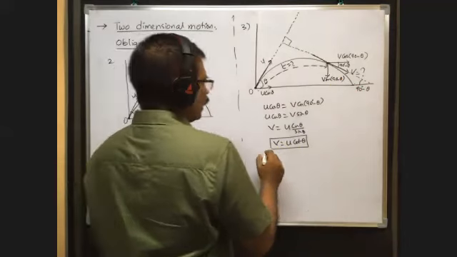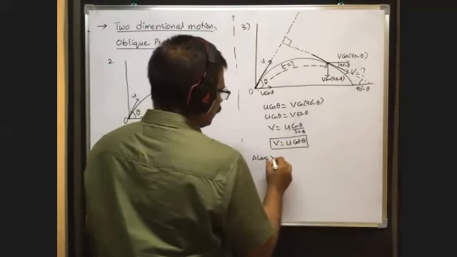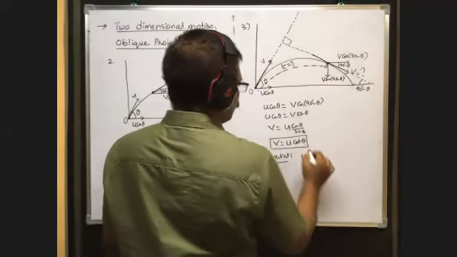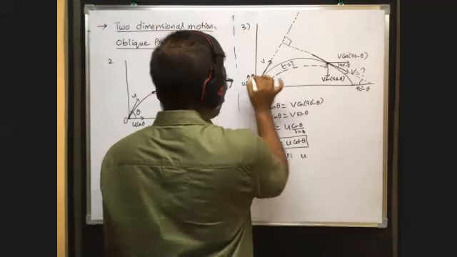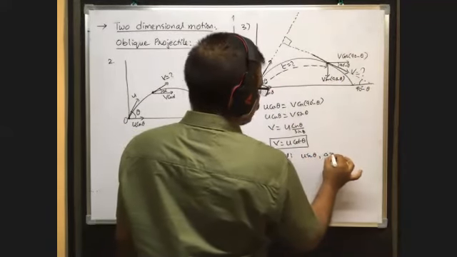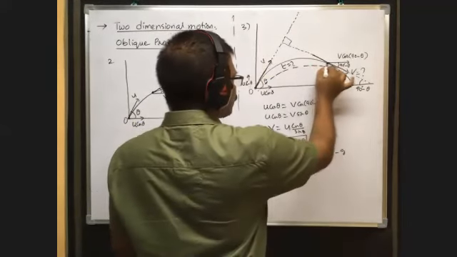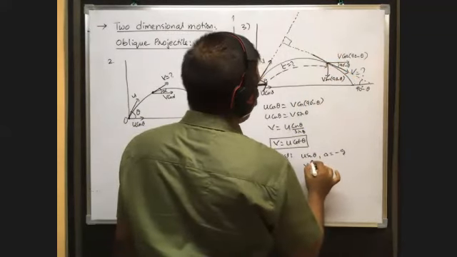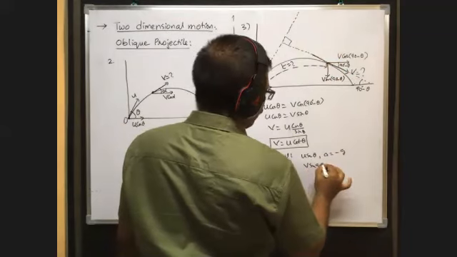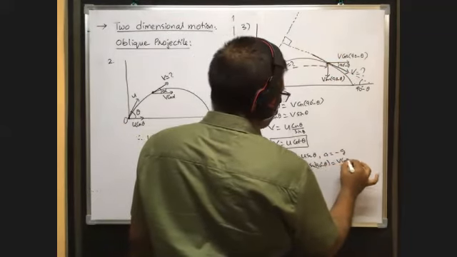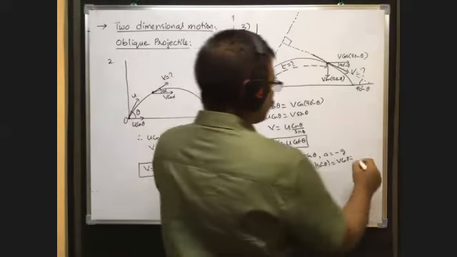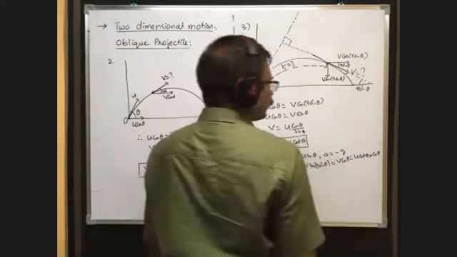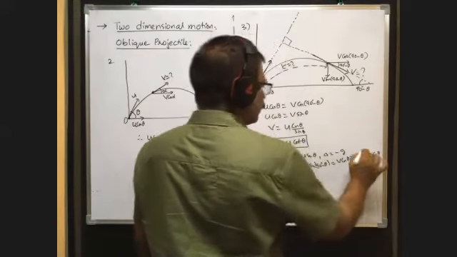Now, along vertical direction, initial velocity at this point is u sin theta. Acceleration is minus g. Final velocity after t seconds, whenever its velocity direction becomes perpendicular, vertical component of velocity is v sin(90 minus theta), that is equal to v cos theta. But v is equal to u cot theta, no? So v is equal to u cot theta into cos theta.